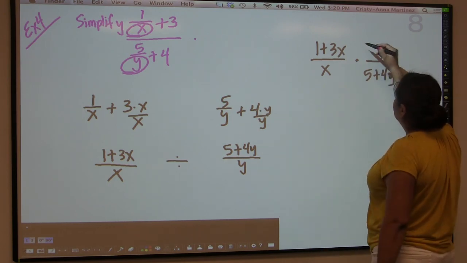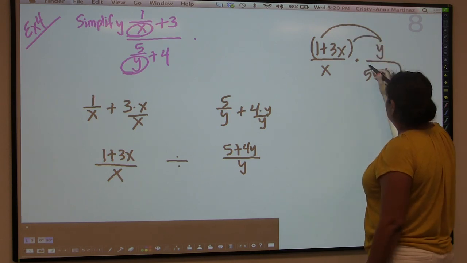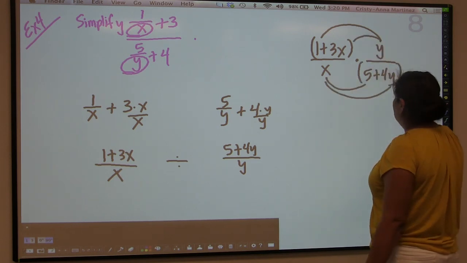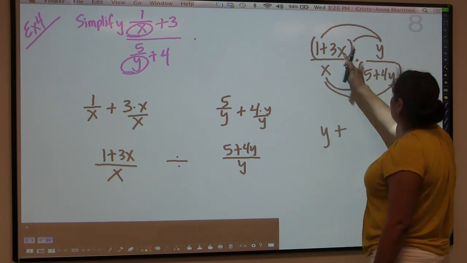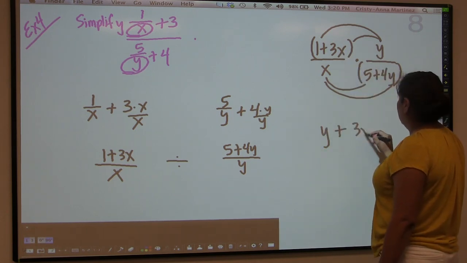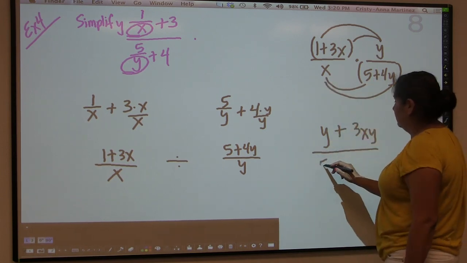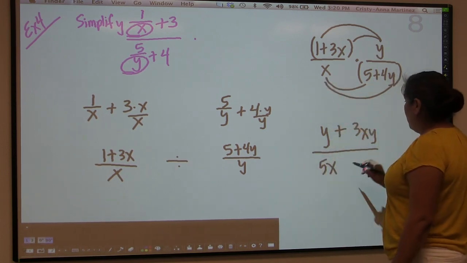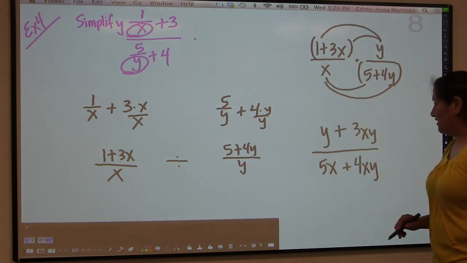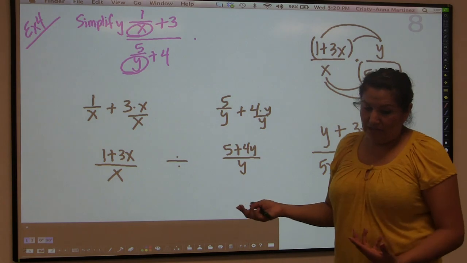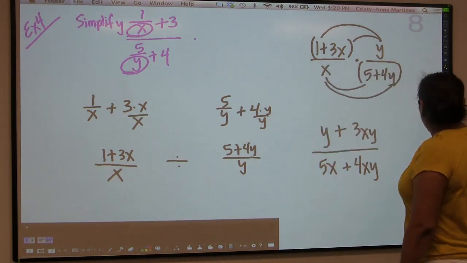Then if I distribute the y to that and the x to that, you get the same thing. 1 times y is y. 3x times y is 3xy. On the bottom, x times 5 is 5x, and x times 4y is 4xy. So you get the exact same answer. To me, it seems like a little bit less work, but again, you can try either method that you want.